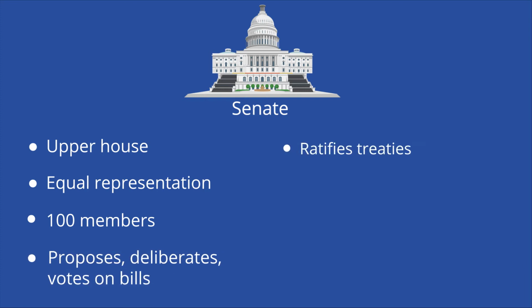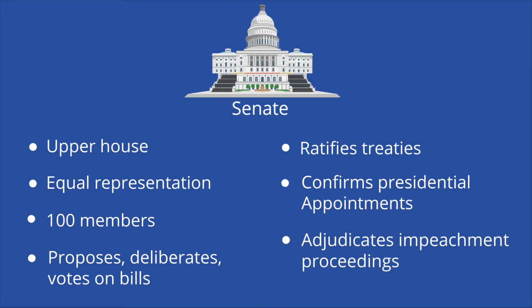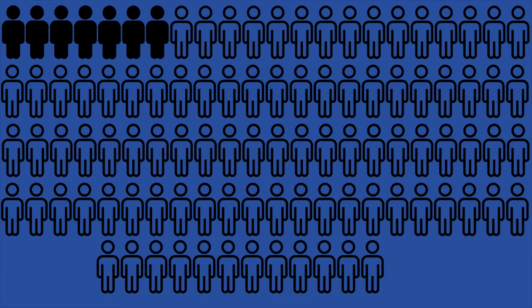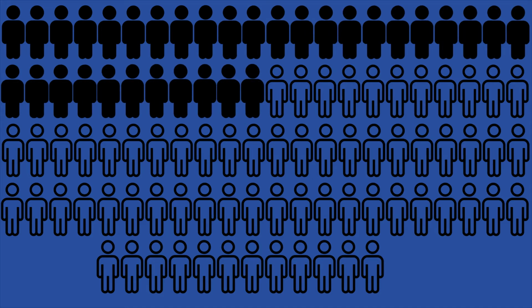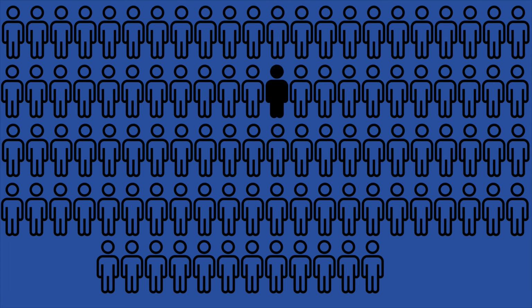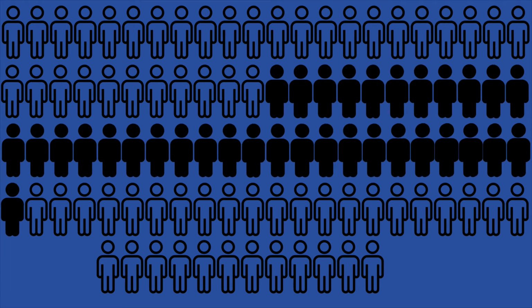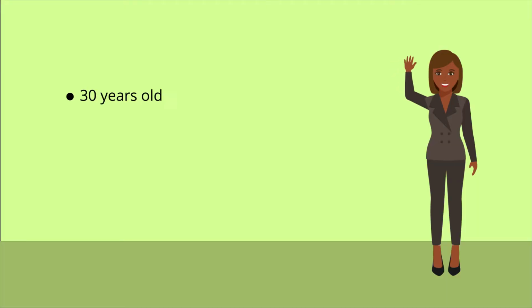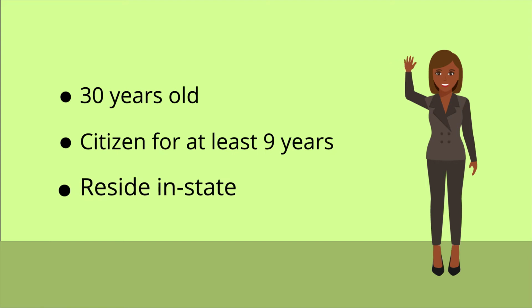The Senate also has the power to ratify treaties, confirm presidential appointments to the executive and judicial branches, and adjudicate impeachment proceedings. Senators are elected for 6-year terms. Every 2 years, about a third of the Senate is up for re-election. Longer, overlapping terms give the Senate more stability and continuity than the House, in which all 435 members are re-elected every 2 years. To be a senator, you must be at least 30 years old, have been a U.S. citizen for a minimum of 9 years, and live in the state you will represent.